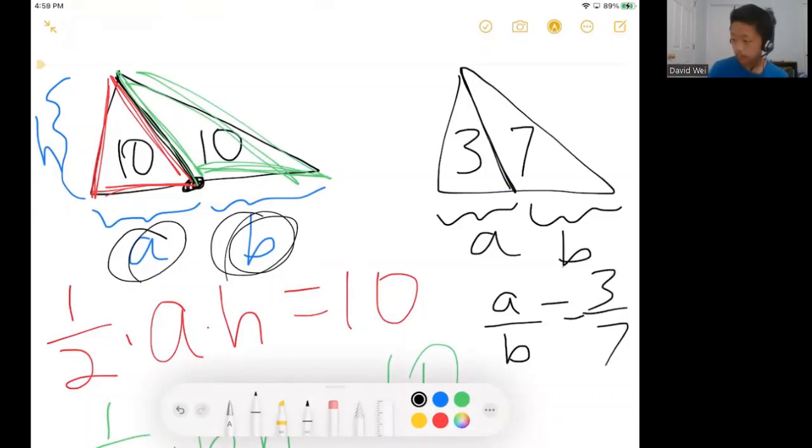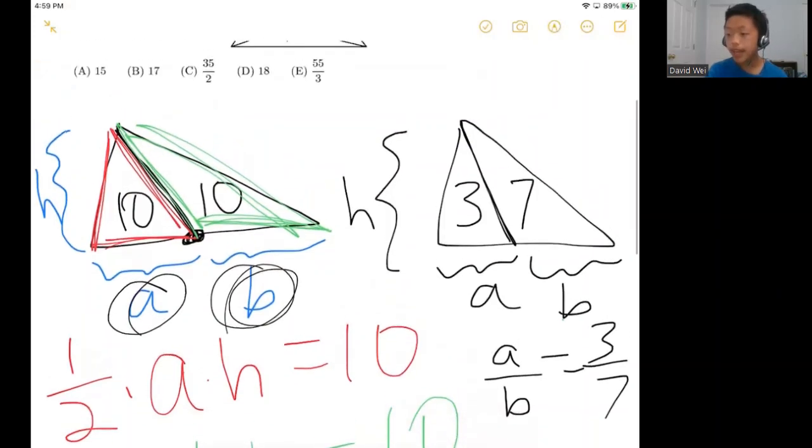The reason that follows is because these 2 triangles share the same height. If they don't share the same height, you can't do this. But if they do share the same height, then the ratio of the bases, A to B, is just the ratio of the areas. So this is a very important concept to know.